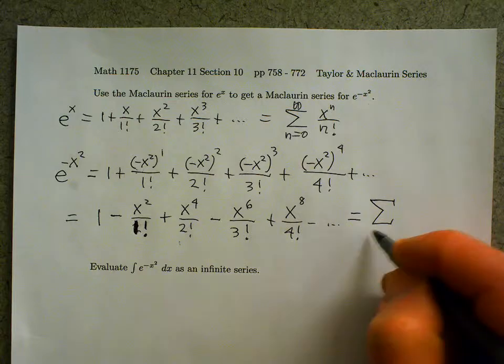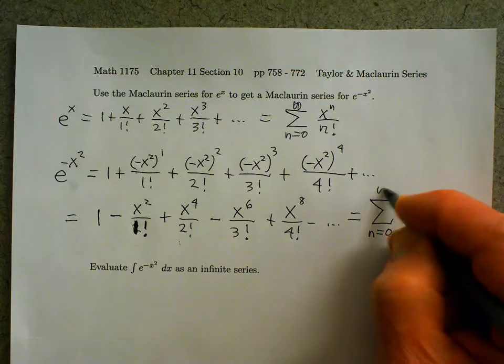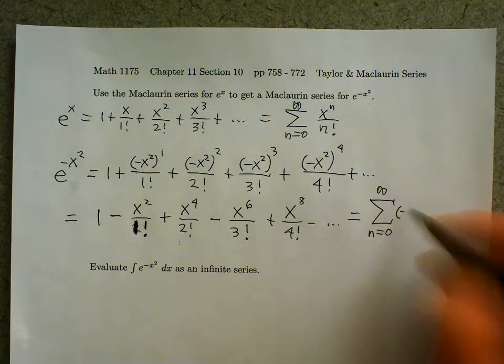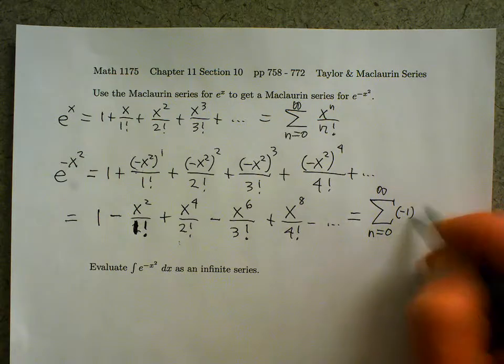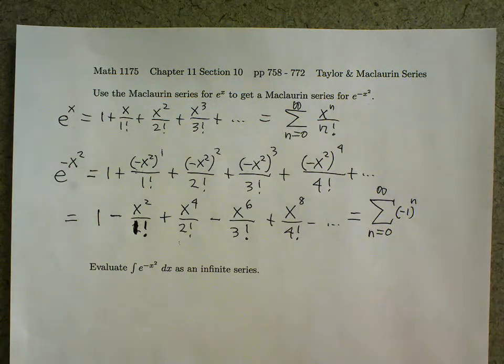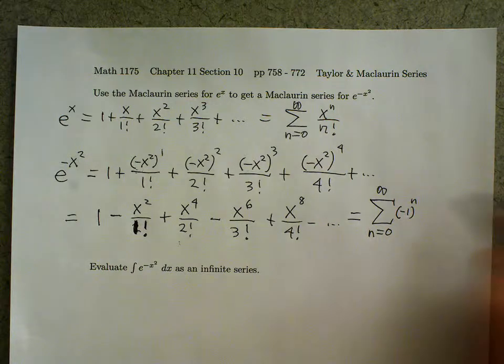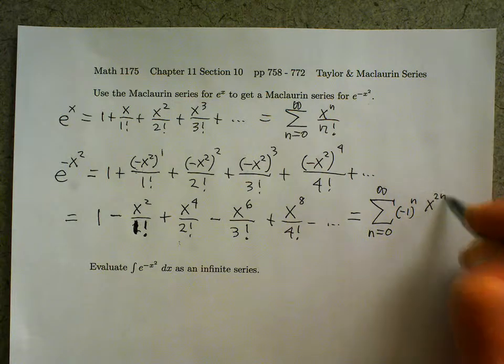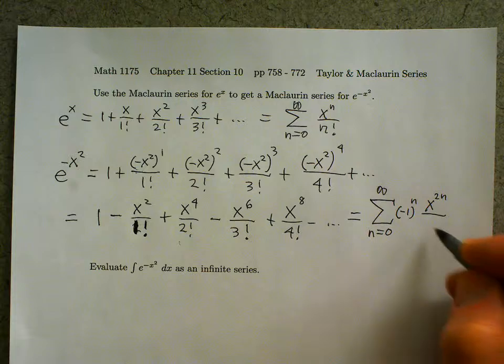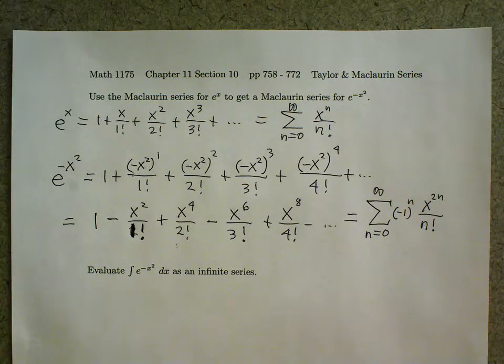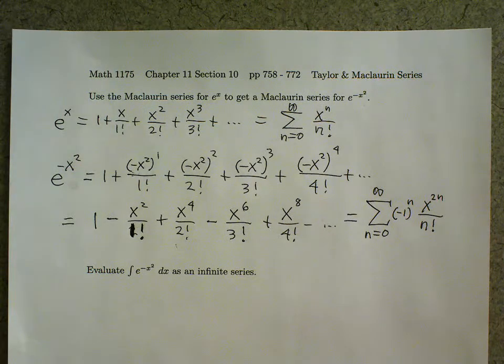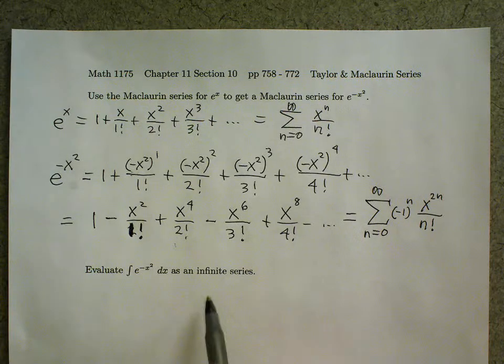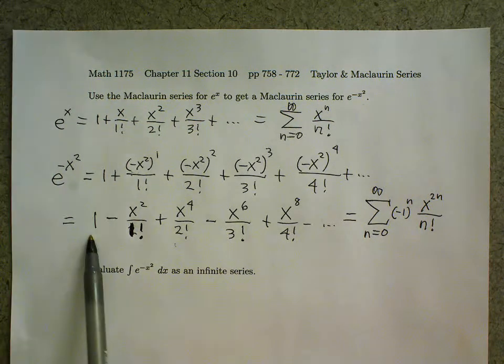It's an alternating series. So if we start at n equals 0, we have negative 1 to the n. And the terms are x to the 2n over n factorial. Okay, that looks right. This is what we get for e to the negative x squared.